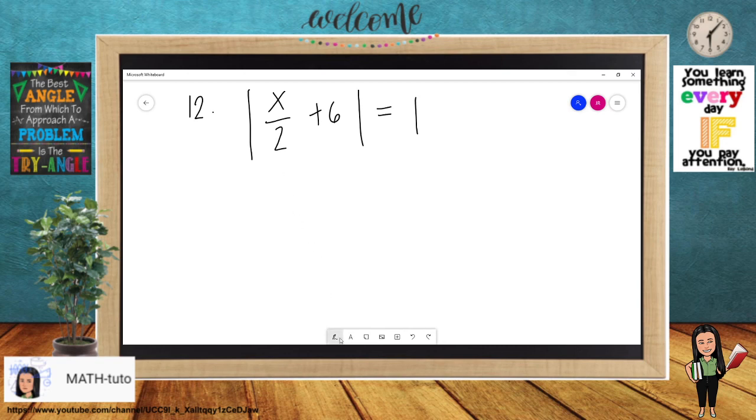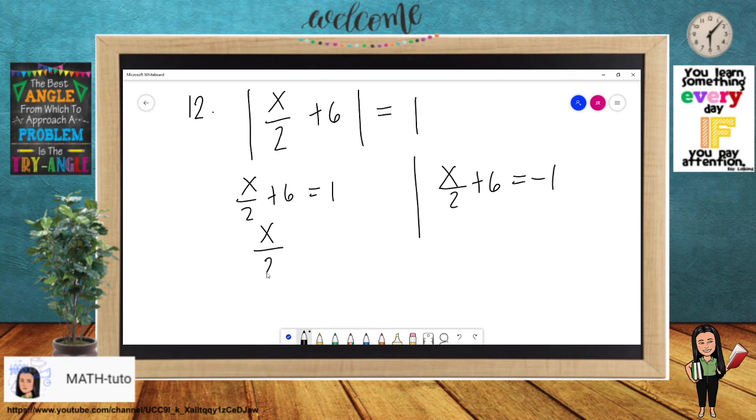So, this is absolute value naman na to. So, this is absolute value of x over 2 plus 6 equal to 1 or, sorry, alisin na pala yung absolute value kasi naka-isolate naman na siya. X over 2 plus 6 equal to positive 1 or x over 2 plus 6 equal to negative 1. So here we have x over 2 equal to 1 minus 6. X over 2 is equal to negative 5. Multiply both sides by 2. We have here x equal to negative 10.